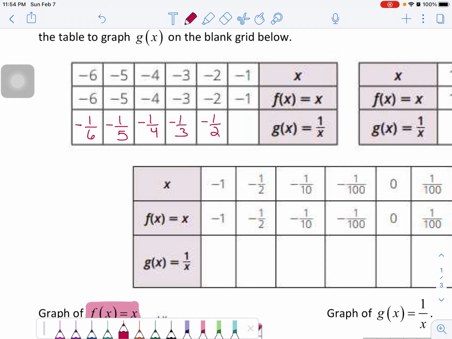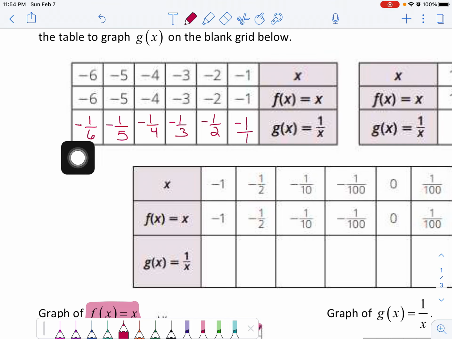-2 becomes -1/2, and -1 still stays -1, because this would have a denominator of 1, which would just remain -1. Now, when you look at these values, I want you to think about which is the largest number versus which is the smallest number. We want to be careful when we talk about negatives and positives.